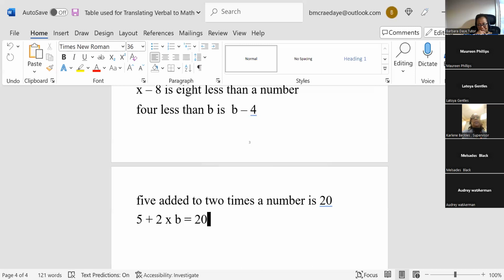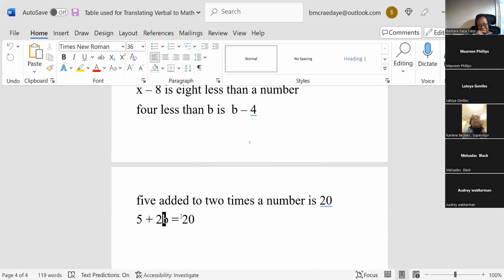So it should be the other way around: 5 plus 2 times a number. If the number is B, then 2 multiplied by B. I won't put the X there, I will put the B instead of the X. 5 plus 2B equals 20. That's right. You're right. Thank you, Audrey.